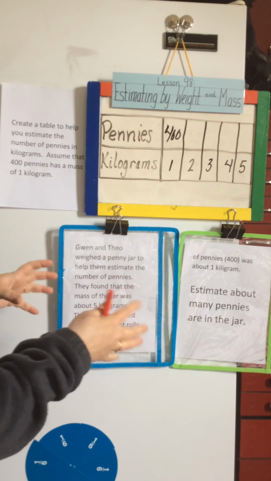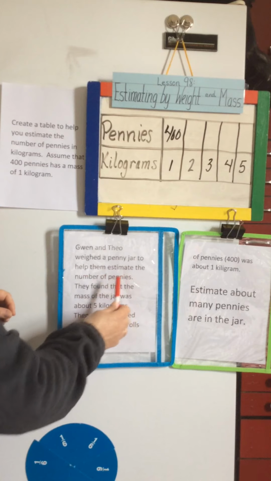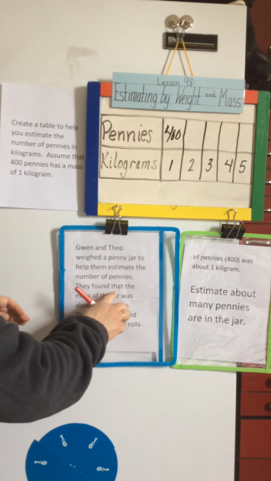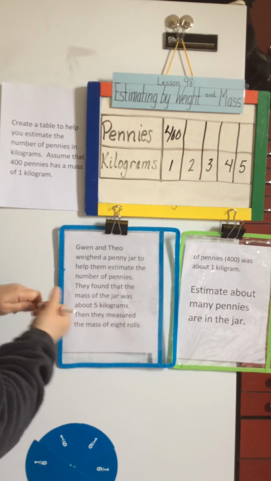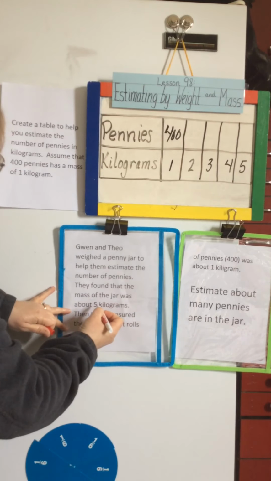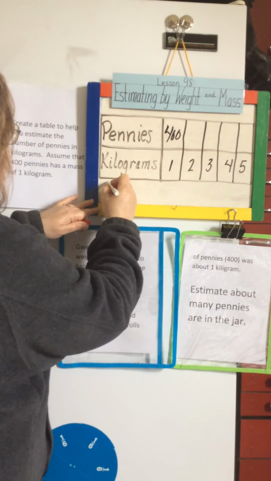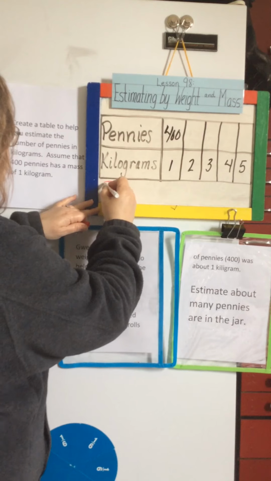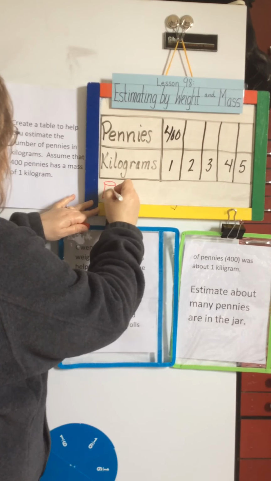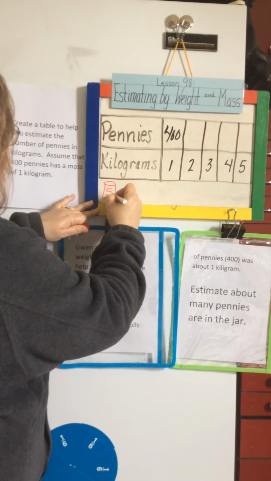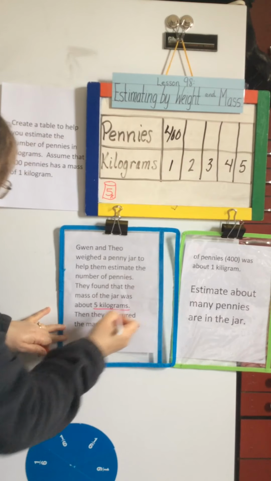Now imagine a jar full of pennies. To help them estimate the number of pennies, they found that the mass of the jar was 5 kilograms. So let's just draw that out. We're going to draw a little jar here, and on this jar we're going to put a 5. 5 kilograms on that jar, right?